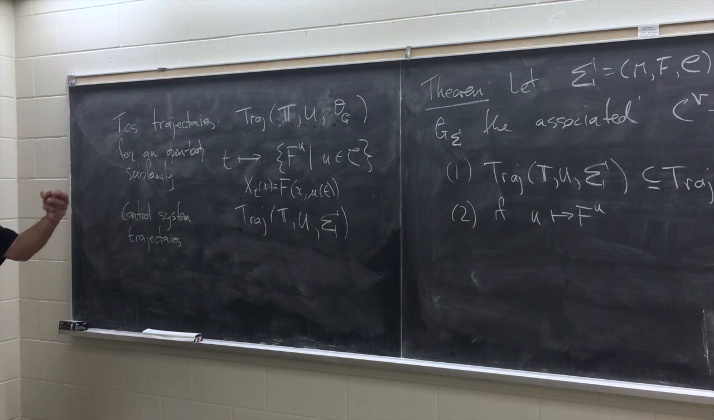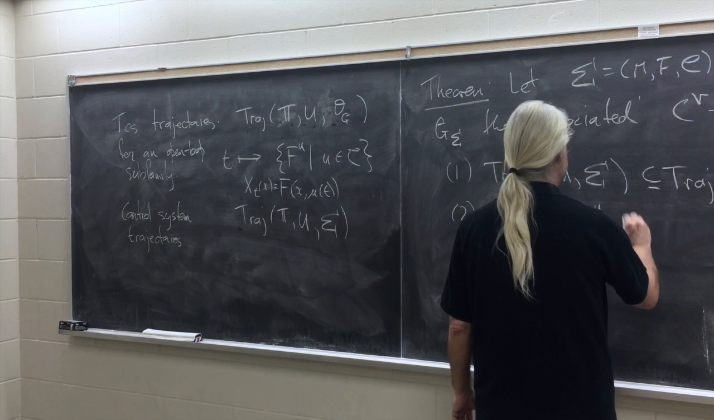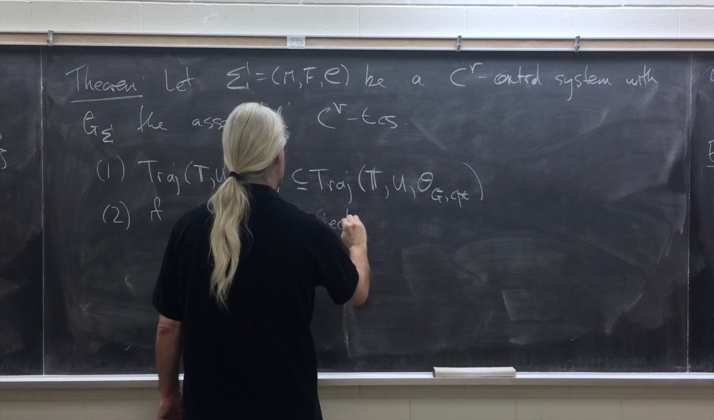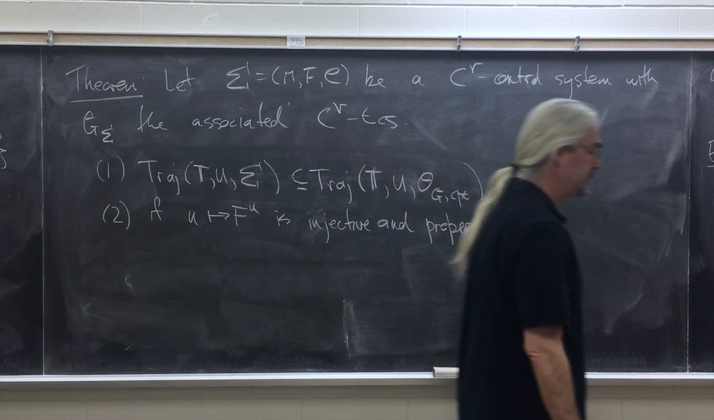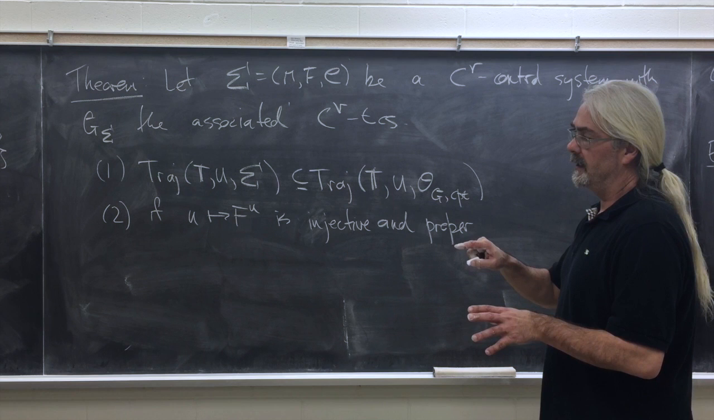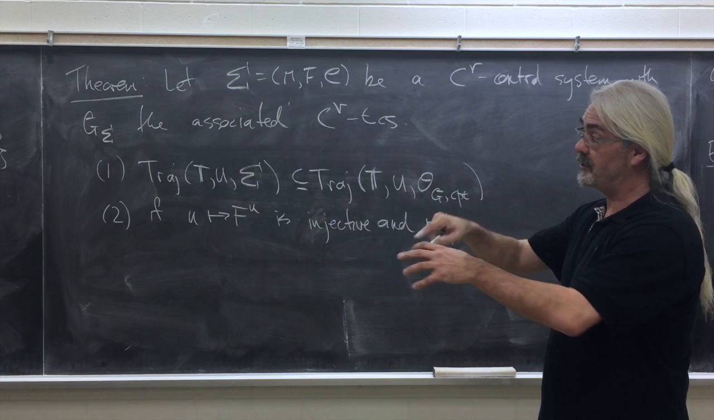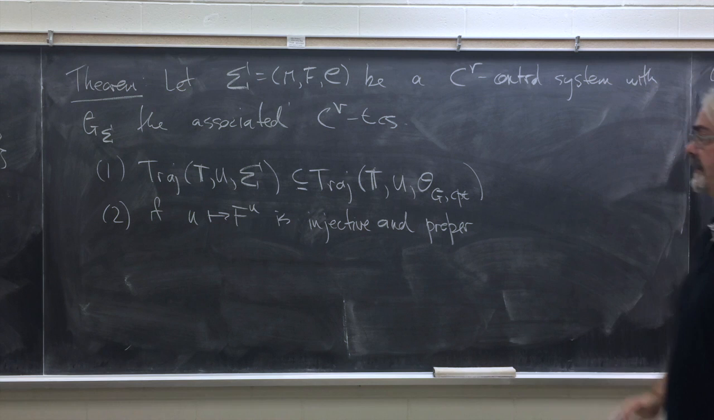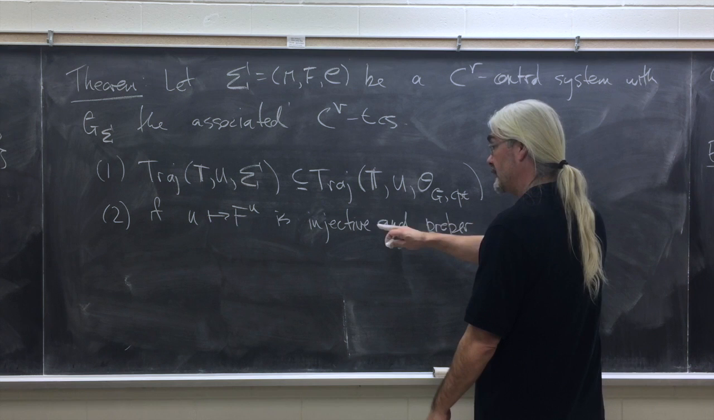is injective and proper. Proper means the pre-images of compact sets are compact. The idea of a proper map should be that if the image of something is going off to infinity, then it should have been going off to infinity in the pre-image. That's kind of how to think about what proper means. So if it's injective and proper, then you have the opposite inclusion.